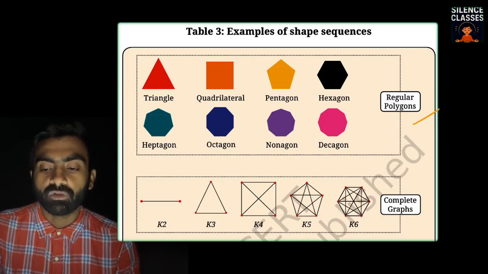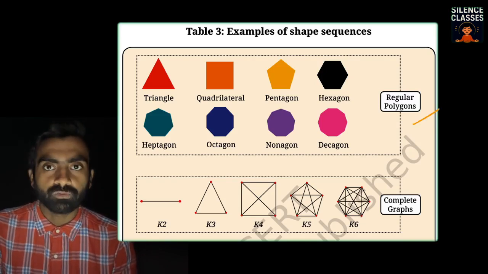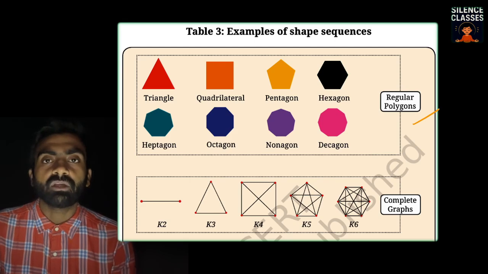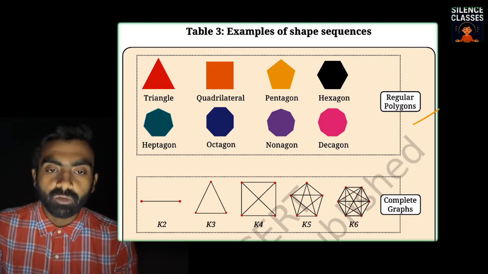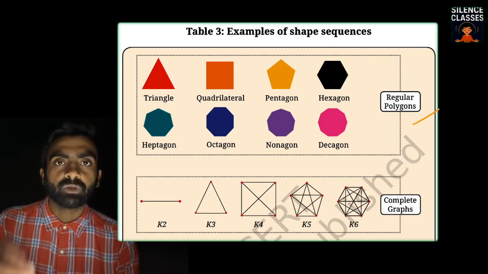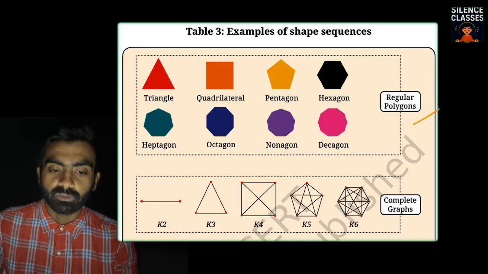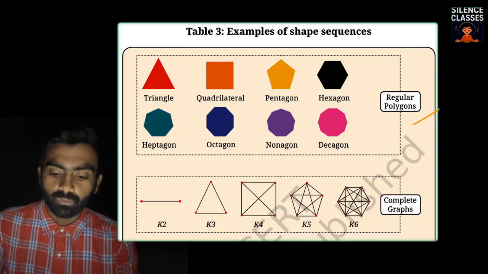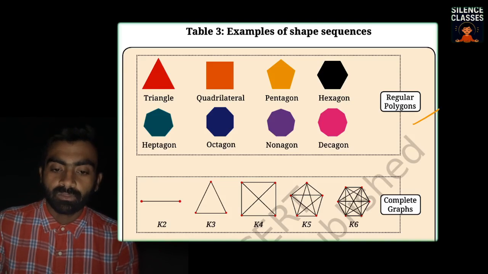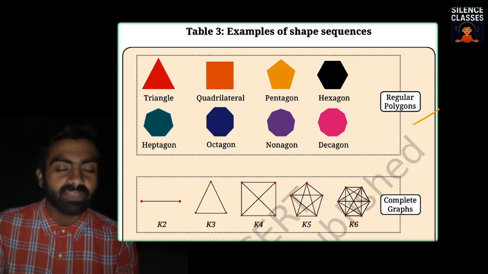First one is regular polygon. What is a polygon? That is an enclosed figure. What is a regular polygon? A regular polygon means a polygon that possesses equal sides and equal angles. Equal sides should be there and equal angles should be there. That is known as a regular polygon.